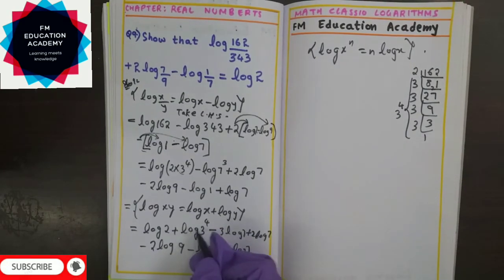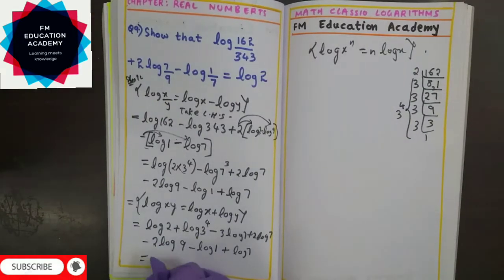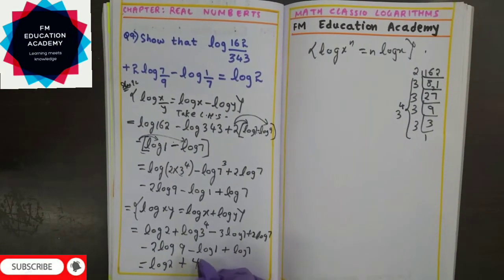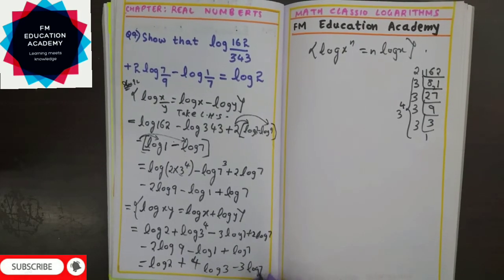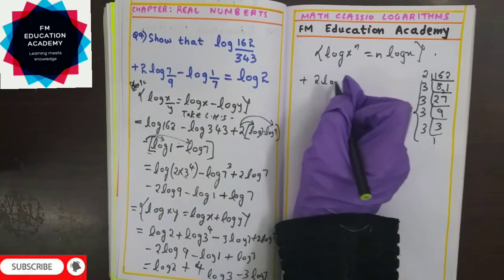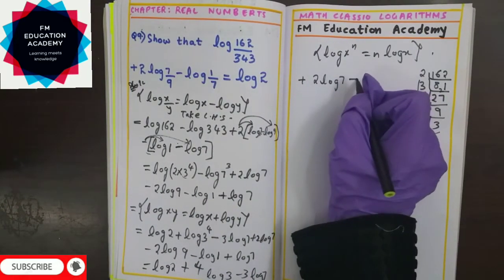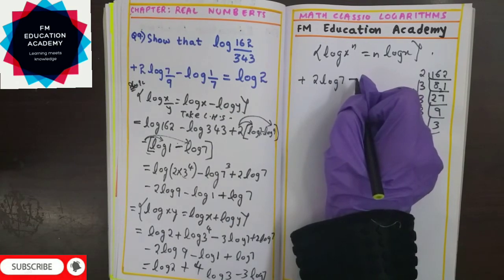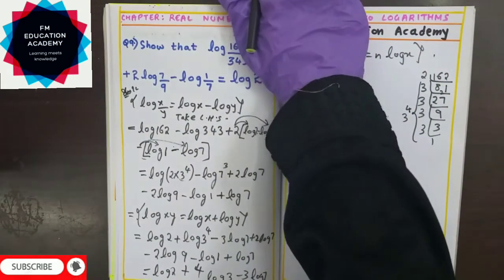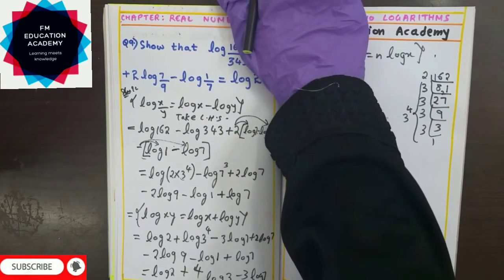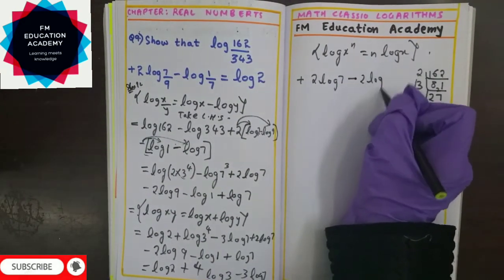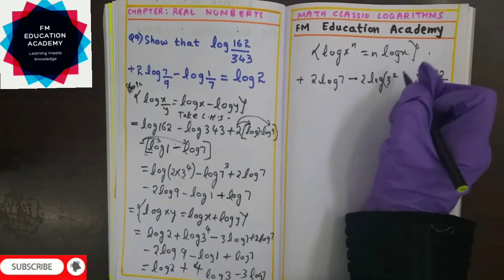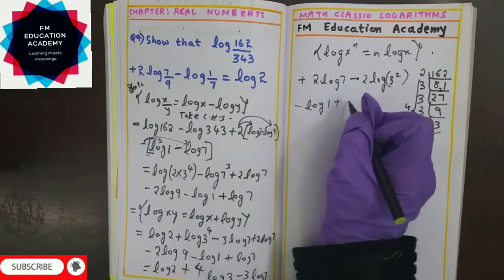Now again this is the form of log x power n. Log x power n is n log x. So log 2 plus 4 log 3 minus 3 log 7 plus 2 log 7 minus 4 log 3. Squared is 9. Okay. Plus 2 log 7 minus 2 log 9 again can be expanded as 3 squared, 3 squared minus log 1 plus log 7.